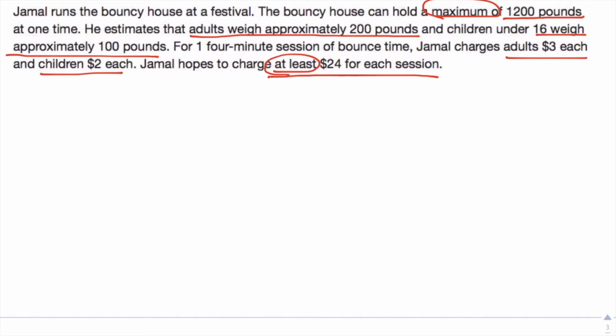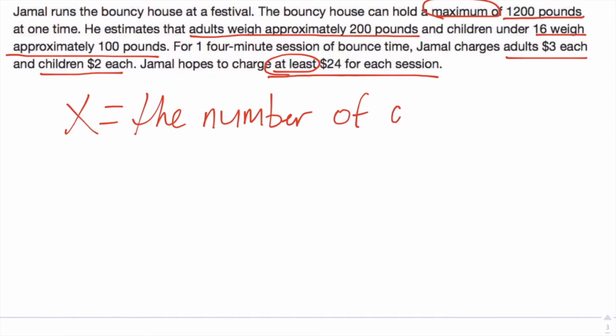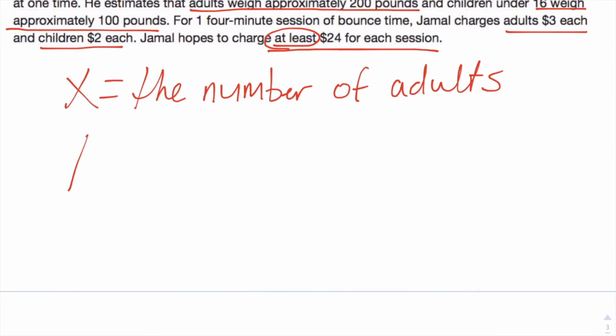So let's make x equal the number of adults. And let's make y equal the number of children.